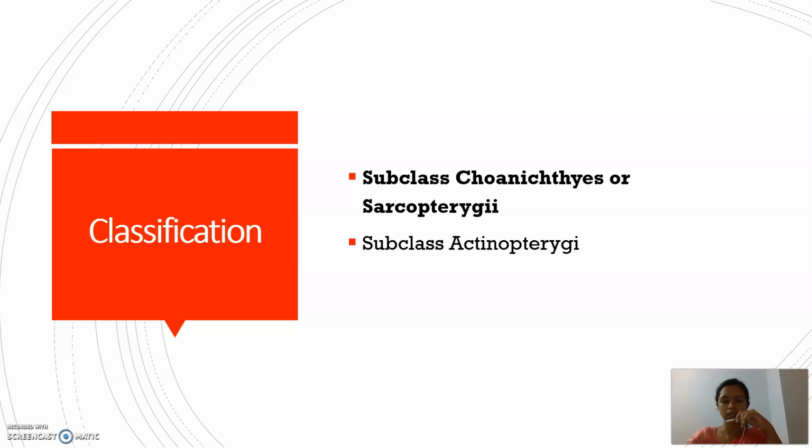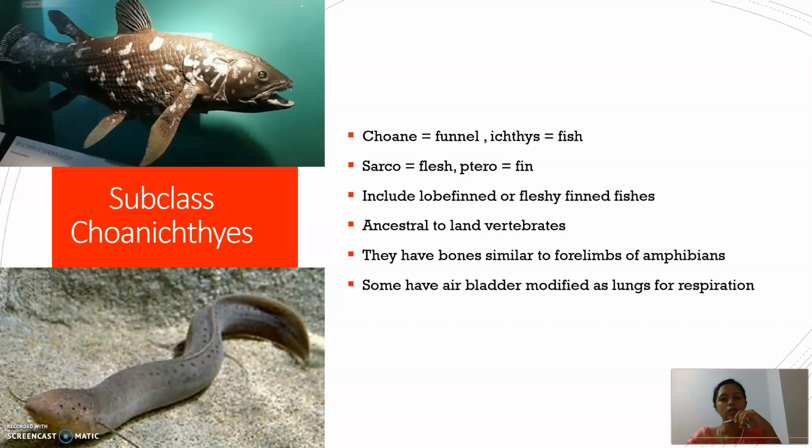Class Osteichthyes is again classified into two subclasses, Sarcopterygii and Actinopterygii. Now we move on to subclass Sarcopterygii. Crossopterygii, the term originates from krossoi meaning fringe and pteryx fin, and Sarcopterygii, the term originated from sarco flesh and ptero fin. Here we can see that the fins of these fishes are specialized. They have a fleshy lobe-like fin, and hence they got the name Sarcopterygii.